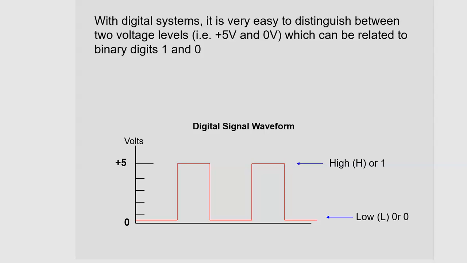We can use any two voltages. I can use 15 volts and 10 volts if I want to. I can use a 15 to represent a high and a 10 to represent a low. It doesn't matter which value you use, but for our purposes, we're going to stick with the plus 5 volts to represent a binary 1, or what we call a high, and 0 volts to represent a binary low, or a 0 value in binary.